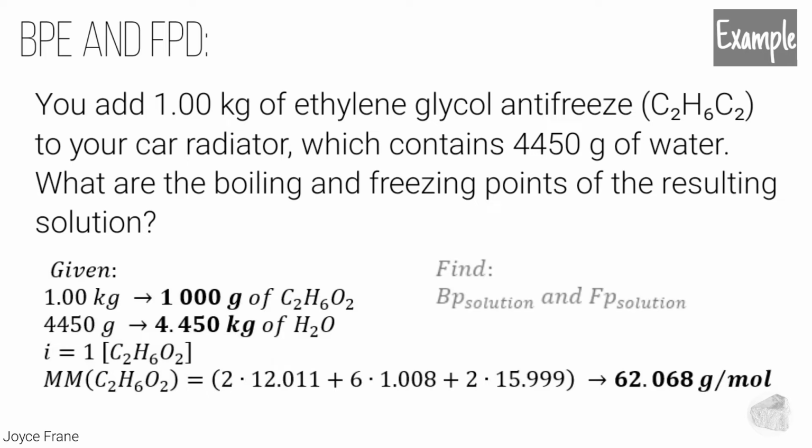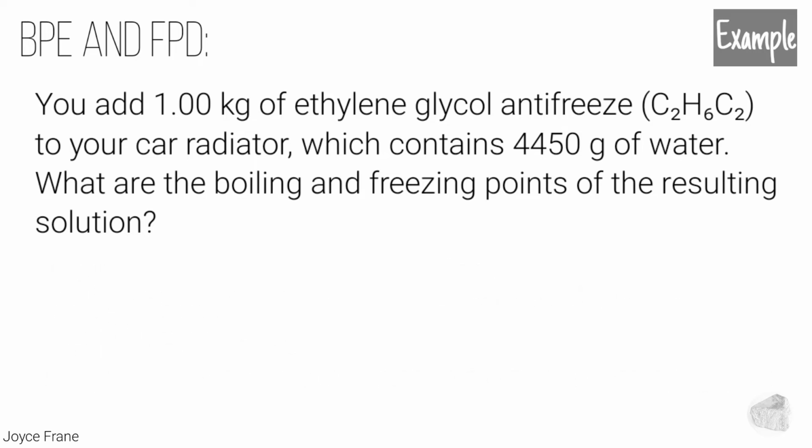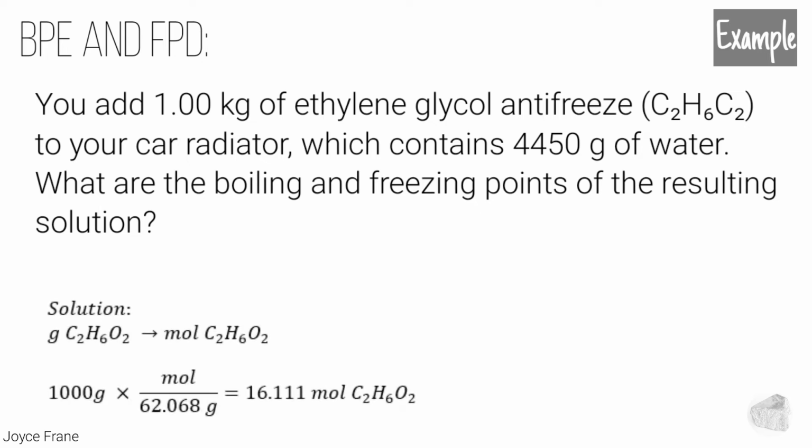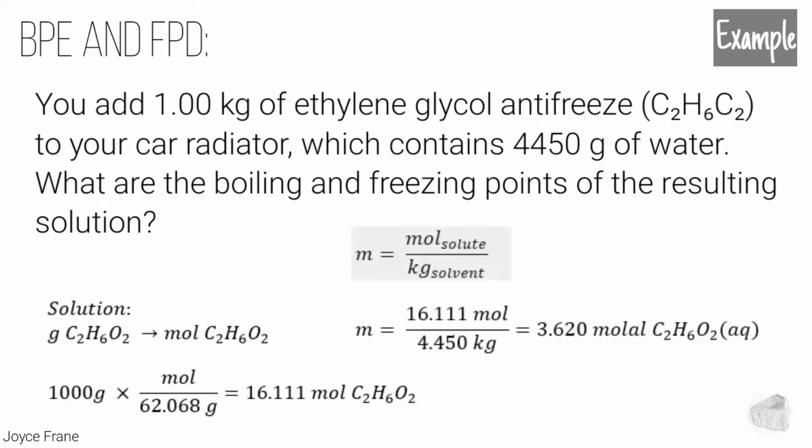What we need to find are both the new boiling and freezing points of this solution of water and ethylene glycol. Initially, we must first convert the mass of ethylene glycol into moles. We can do this by multiplying the mass by the factor of the molar mass of ethylene glycol, as seen here. We actually get 16.111 moles of ethylene glycol from a kilogram of it. We now move further in getting the molality of this antifreeze solution. We can get the molality by the amount of solute in moles over the mass of the solvent in kilograms, which brings us here, giving us a molality of 3.620 molal for the antifreeze solution.